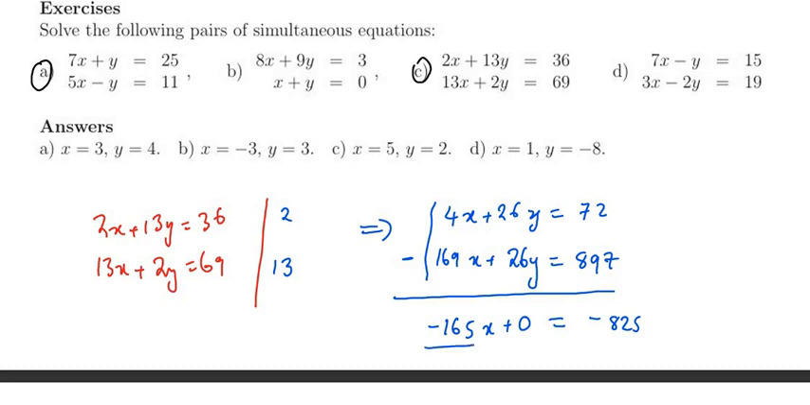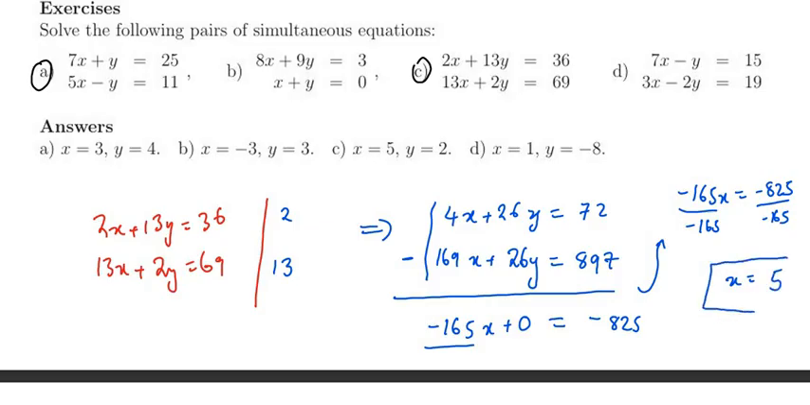Then when you divide, because the 0 is insignificant, right? Even if you show it, you don't change anything. So this here is the same as, we can just write it as 165x is equal to negative 825. Divide by negative 165 and negative 165. So x is equal to, when we divide the 825 by 165, that simply gives us a 5. So x is equal to 5.